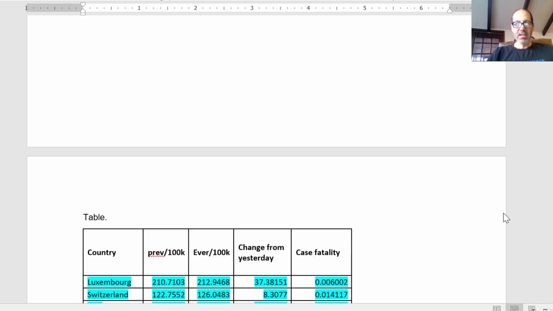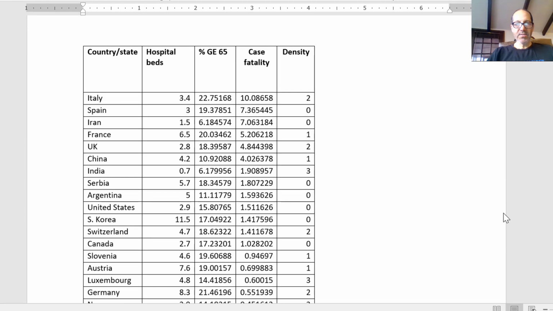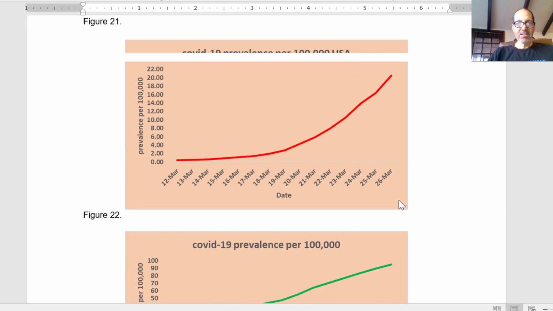I actually have the data sorted by case fatality here, where it's highest in Italy, about 10% chance of dying if you contract the coronavirus and have been diagnosed with it. Spain is at about 7, and Iran 7, and in the US it's 1.5. And so let's look at the figures really quickly here.